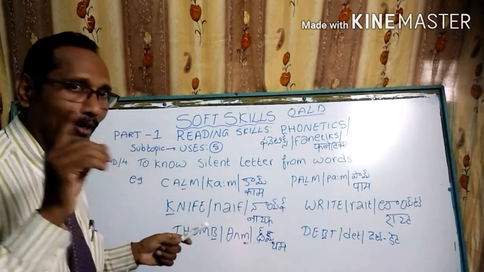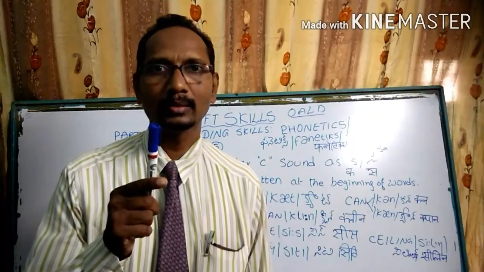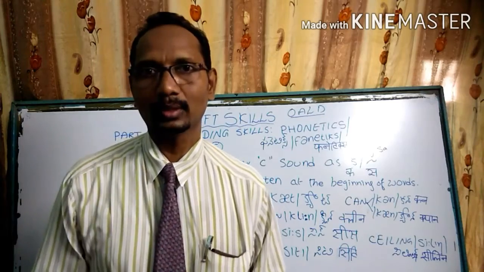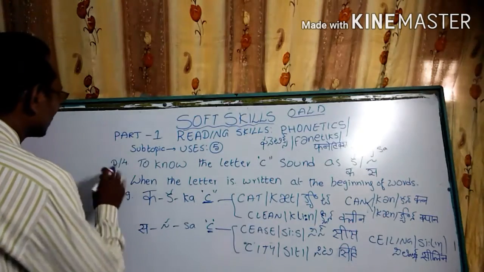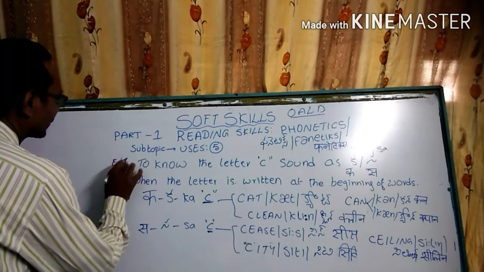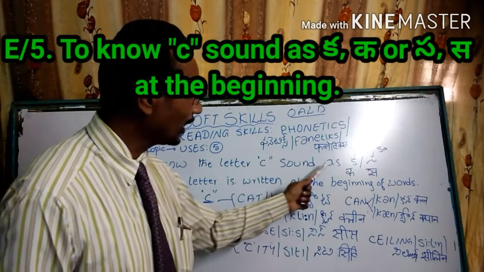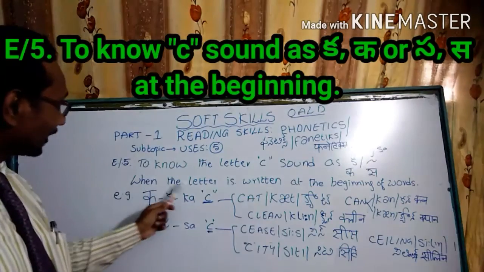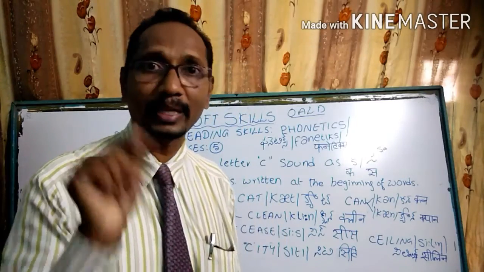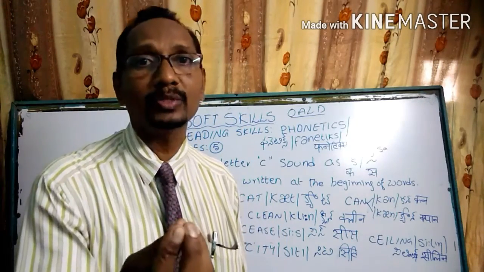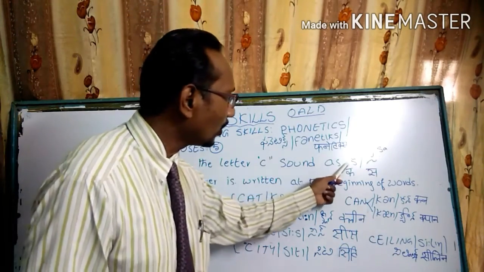Now, let us go to the last use, that is the fifth use after this topic. My dear students, now come to the last use for learning phonetics. That is the fifth one: to know the letter C sound as a ka or sa when the letter is written at the beginning of words. When the letter C is written in the beginning of words, at the time of pronouncing, that C letter can be pronounced as a ka or a sa.